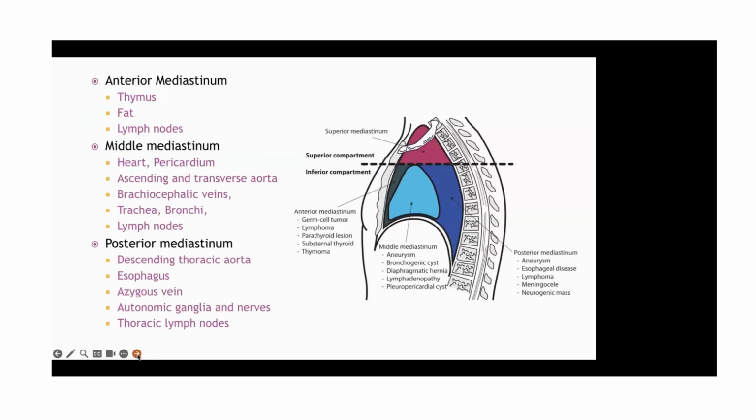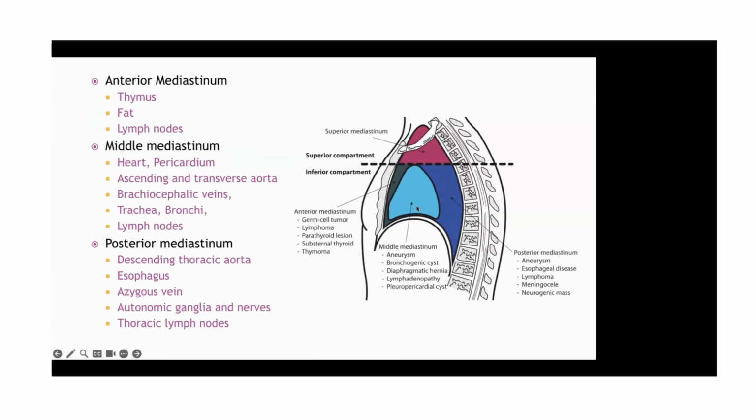Please, if you have any questions in the middle, we can discuss that, or we can discuss later on, or you can put it in the chat. So about the compartments and what is located in each compartment. In the anterior mediastinum we have the thymus, fat, and lymph nodes. Hence, here we can see mostly germ cell tumors, lymphomas, thymomas, etc.